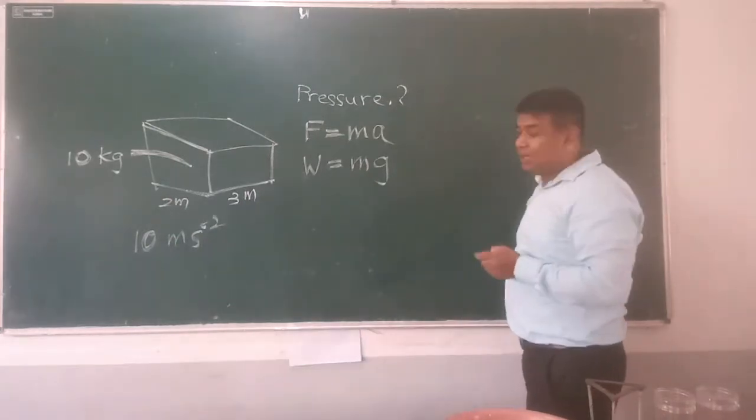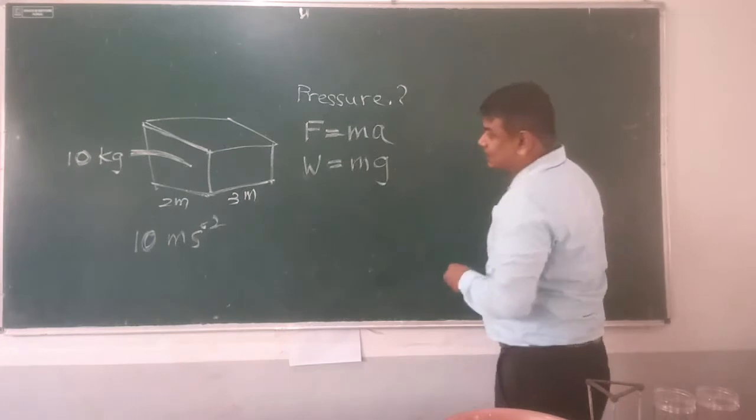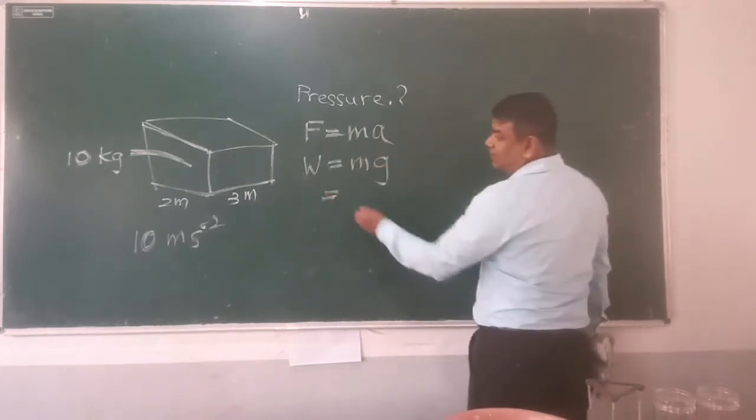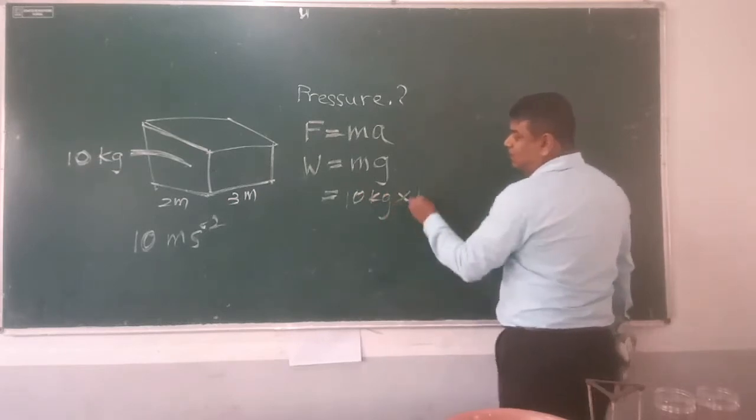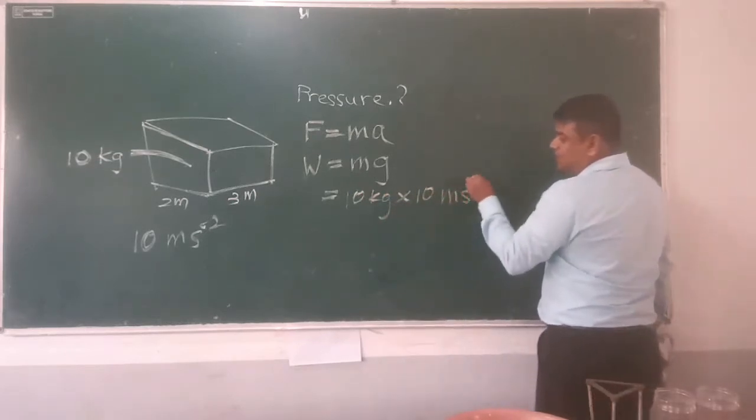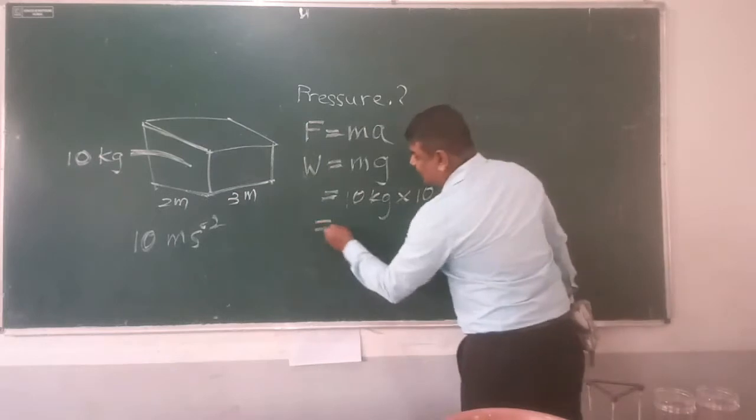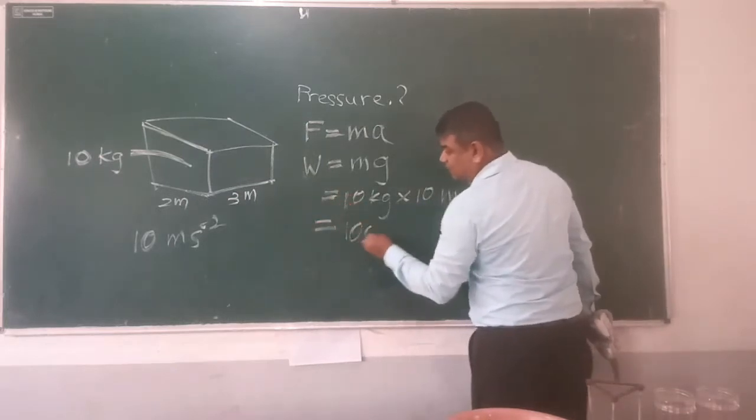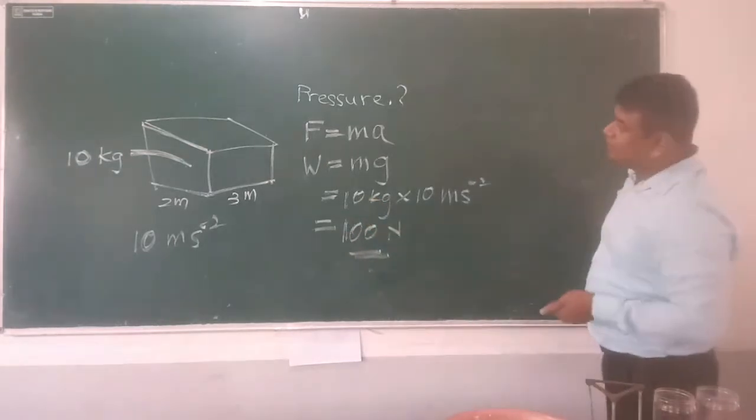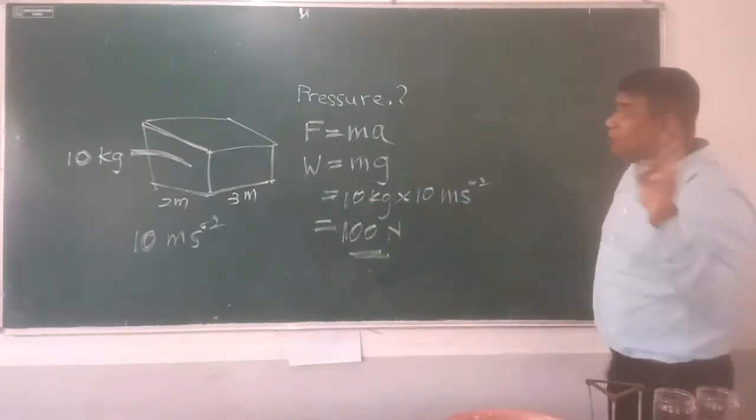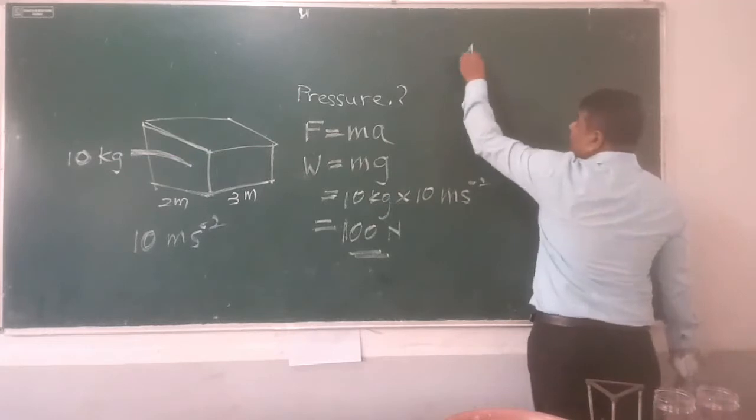First of all, let's apply this. W equals mg: m, the mass, 10 kilograms, multiplied by 10 meters per second squared. Then the answer is 100 newtons. So this is how we can find force. The next step, finding area. Area A.